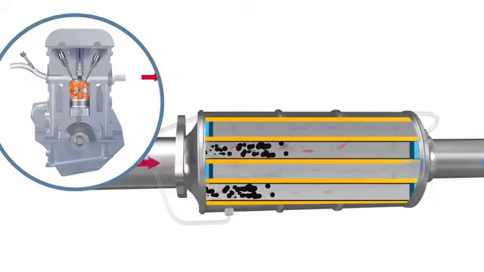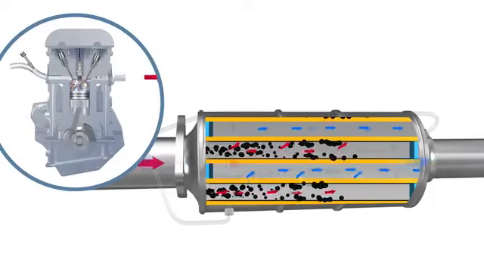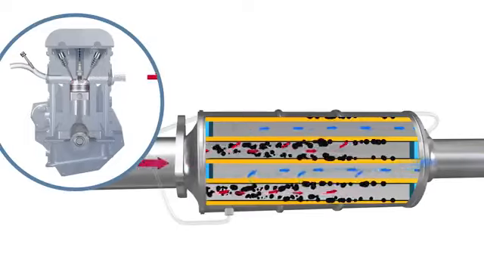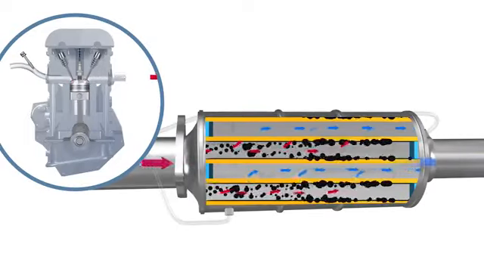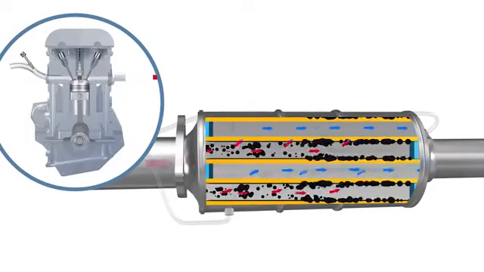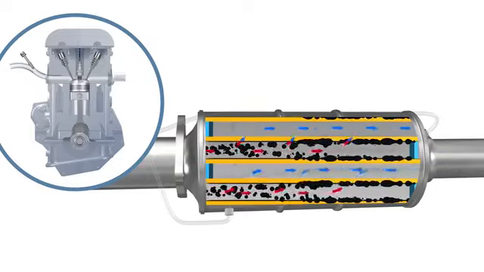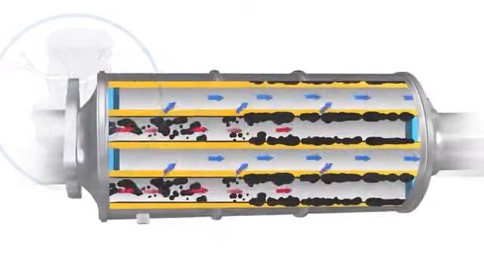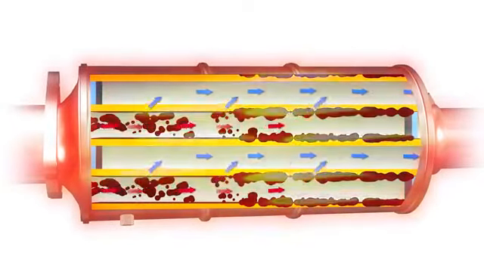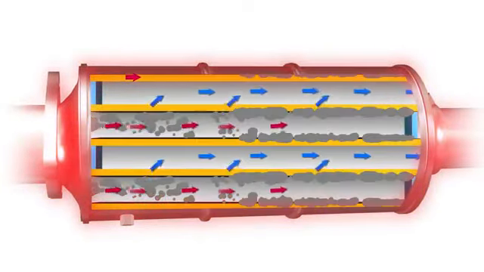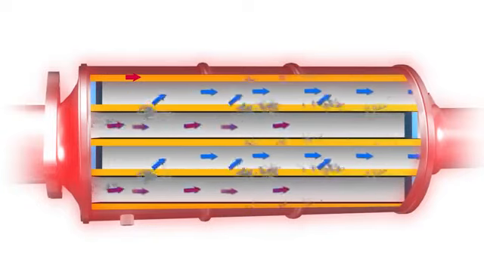Untreated exhaust gases leave the cylinders, carrying the particulates to the DPF. They come into contact with the microscopic channel walls and the soot is trapped. The soot remains in the DPF until the regeneration process is initiated.